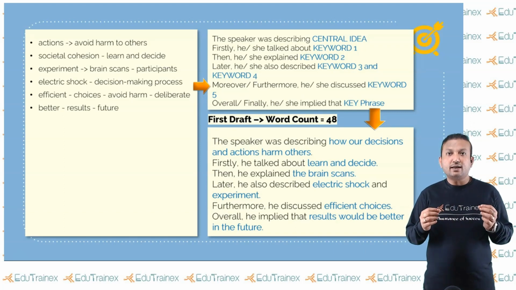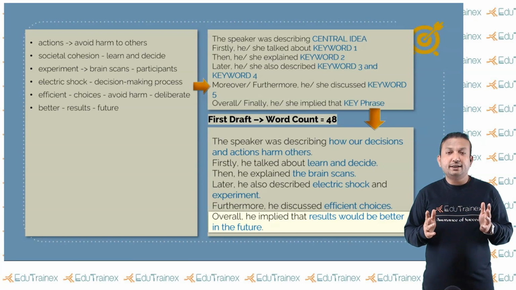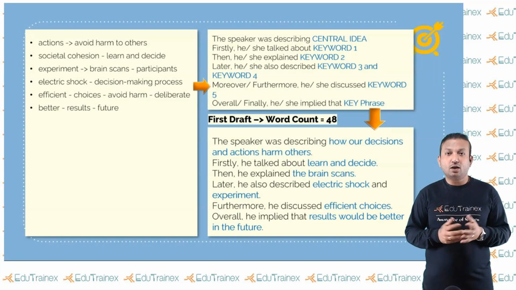So I used the last set of notes that I made to form the conclusion here, which is: overall, he implied that results will be better in the future. Of course, I use grammar to make the keywords more meaningful here. So the word count now is 48, just short of 50.